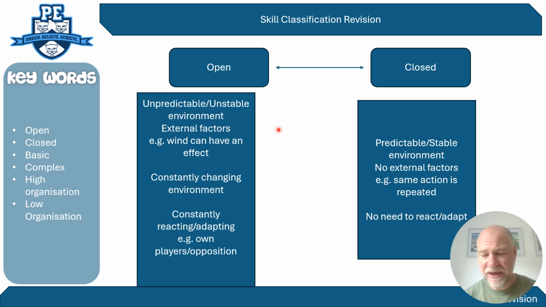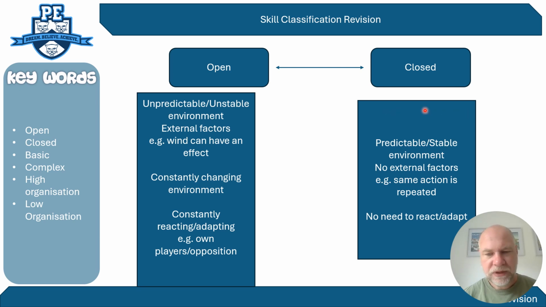Okay, so wind might have an effect, rain might have an effect. Don't be tempted just to always go with the weather. It could be the influence of a crowd. It could be the positioning of opposition and your own teammates, which I'll mention in a second. In an open skill, the environment is constantly changing, so players will always need to react and adapt their performance to the environment that is changing for them. So an example would be reacting to where your players are on the pitch, where your opposition players are. Again, generally these tend to be team sports. There are some exceptions of individual sports, but generally you're looking at a team sport scenario.